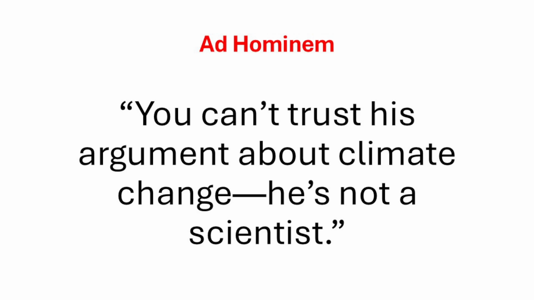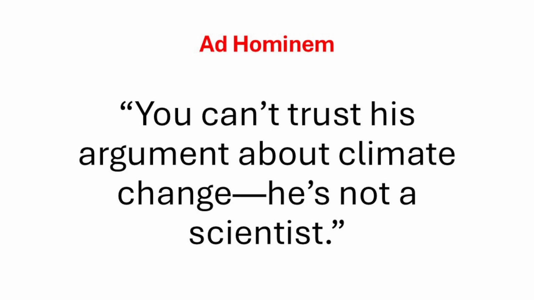So the statement on the slide, you can't trust his argument about climate change, he's not a scientist, is a fallacy because it dismisses the argument based on the person and not the content of the argument itself. Simple enough, right? So I think that's enough to get a good idea about what an ad hominem is and how we can spot those when they are happening. So now we can move on to another really common fallacy that we see on a daily basis, and that's the strawman fallacy.